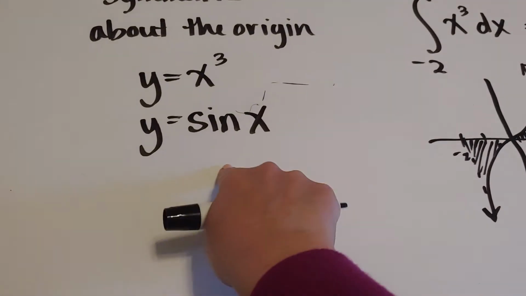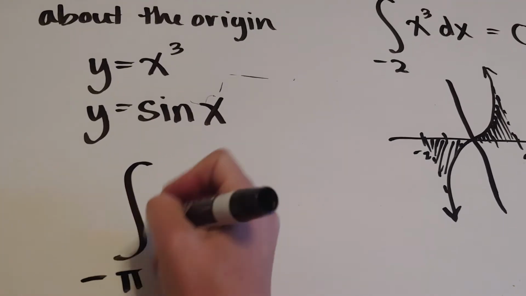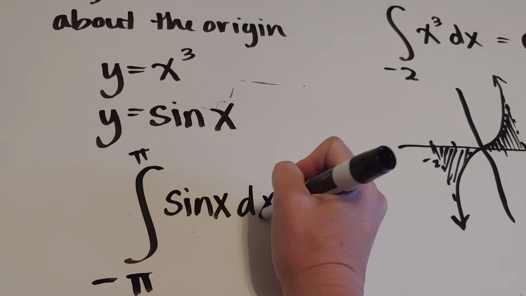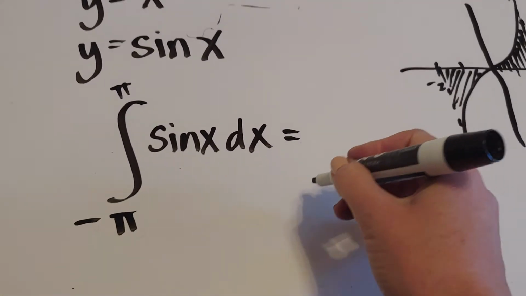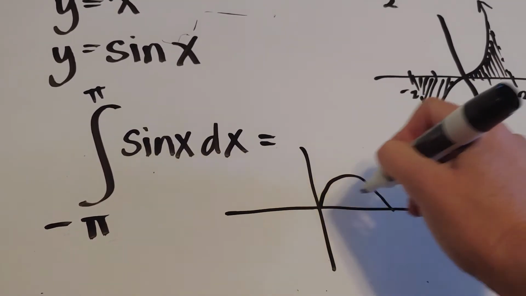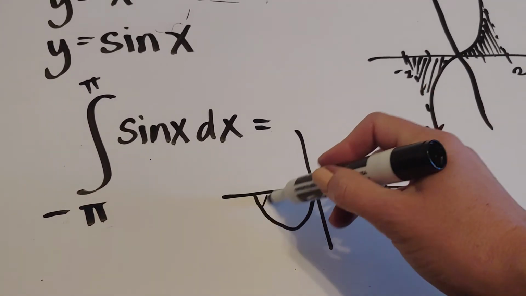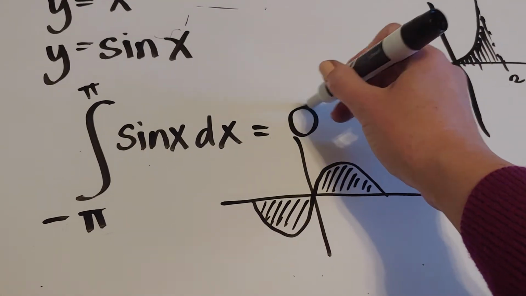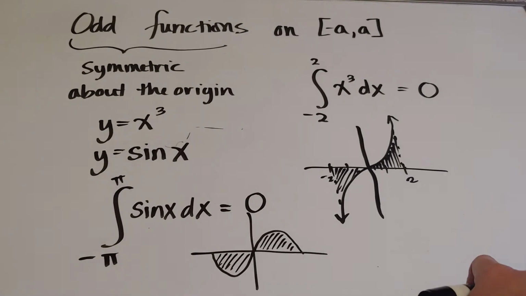Okay, so let's look at sine. So for example, if I was asked to integrate from negative pi to pi of sine x dx, turns out that this should equal 0, but let's see if that's true. Let's draw a picture. Yep, that looks true to me. That bump below matches this bump above. I get 0.